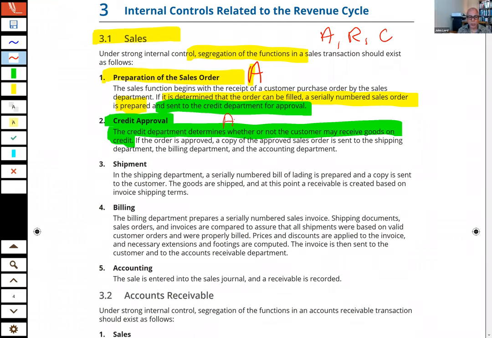Oh, I don't see this being a real fraud issue. I think it might tie in to valuation, simply because you want to be getting customers that will pay you, such that your allowance for doubtful accounts can be smaller. Okay, you're right there. First of all, you said valuation, which is an assertion. Valuation is an assertion.